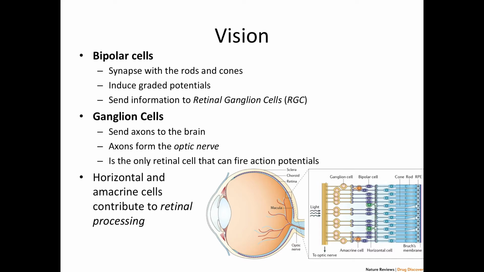And the axons of these ganglion cells will collect in a bundle around the blind spot, also called the optic disc, and then leave the eye as the optic nerve.